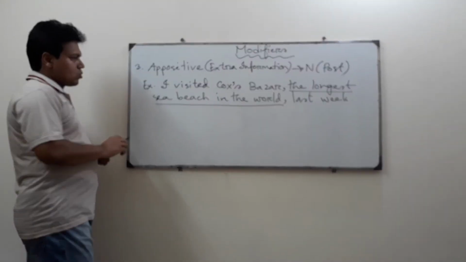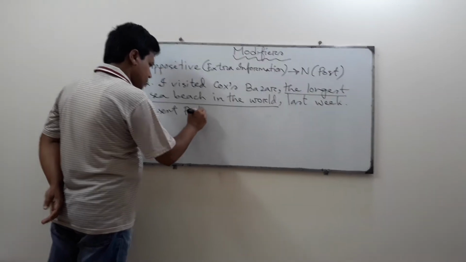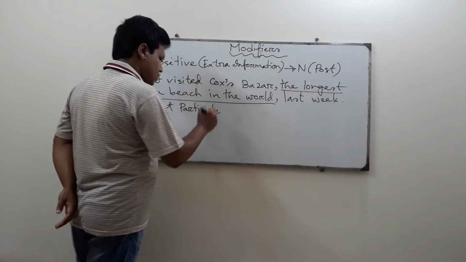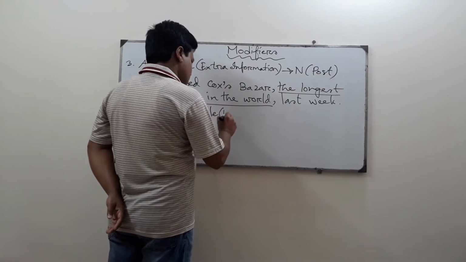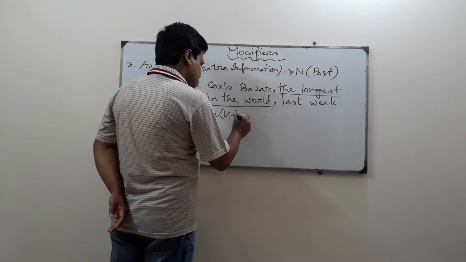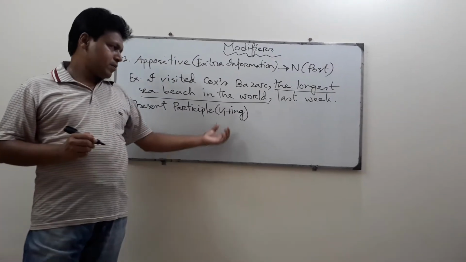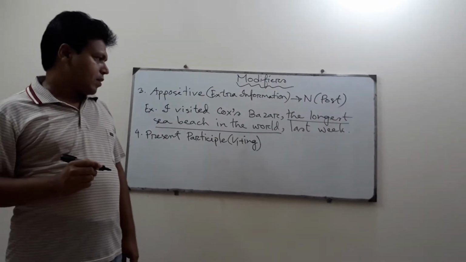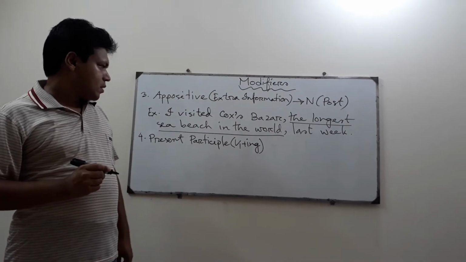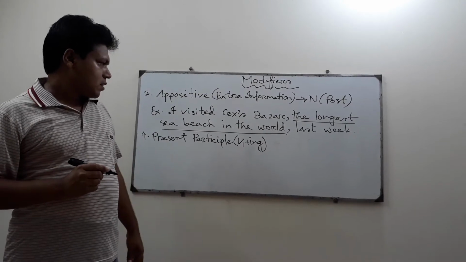Then we will discuss the use of present participle. Present participle is a form of verb. It takes ing with the base form of verb, and it's a kind of participle which acts like an adjective.